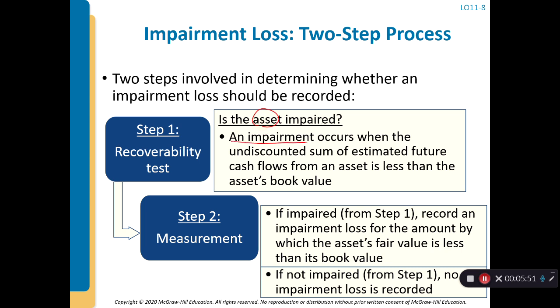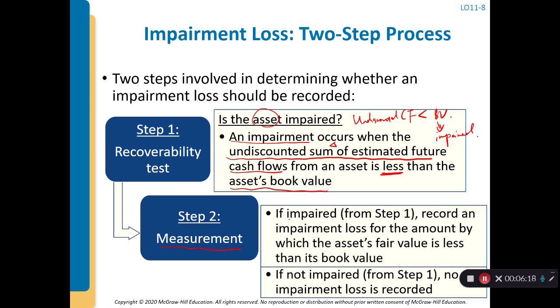Impairment occurs when the undiscounted sum of estimated future cash flow from an asset is less than the asset's book value. So in other words, if the undiscounted cash flow is smaller than the book value, that means it's impaired, right?